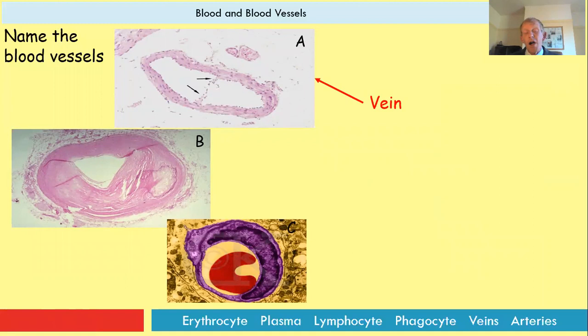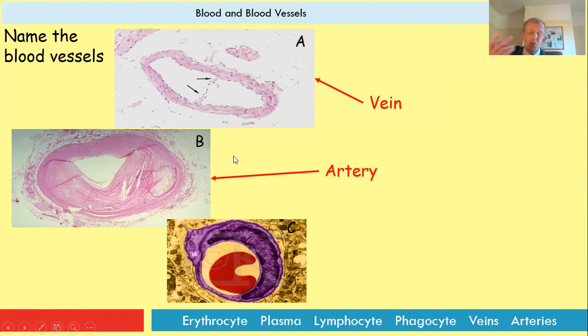You can't see the whole valve because of the way that the microscope slide has been prepared, but these two flaps that you can see here and here would be the beginnings of a valve, or part of a valve. But what you can quite clearly see is a very thin wall and a very large lumen.